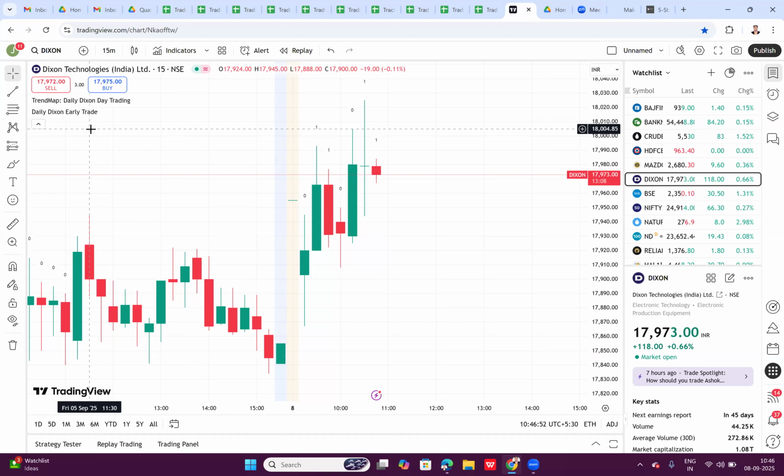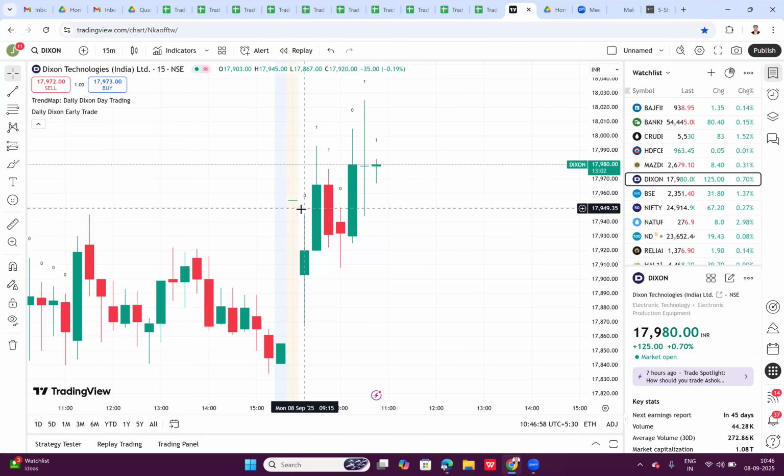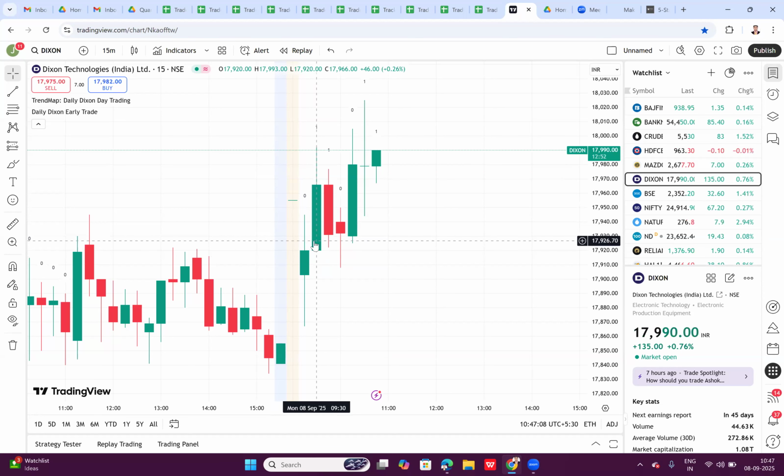At the close of 11:15, we have to check one last time if a trade was not available before 11:15 a.m. So first we start checking after 9:45. At 9:45, the first two candles will close, then we start checking.